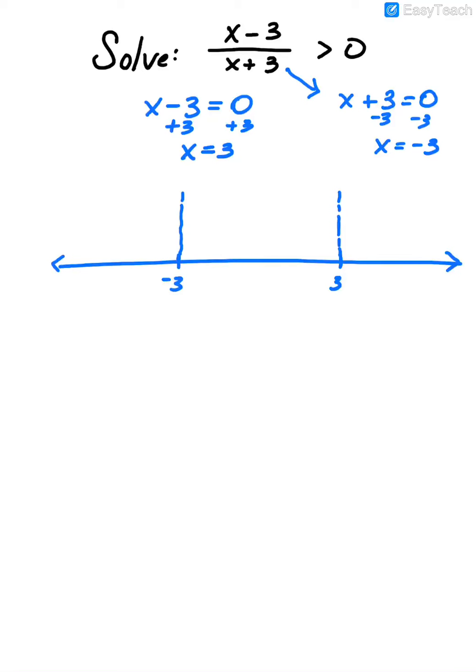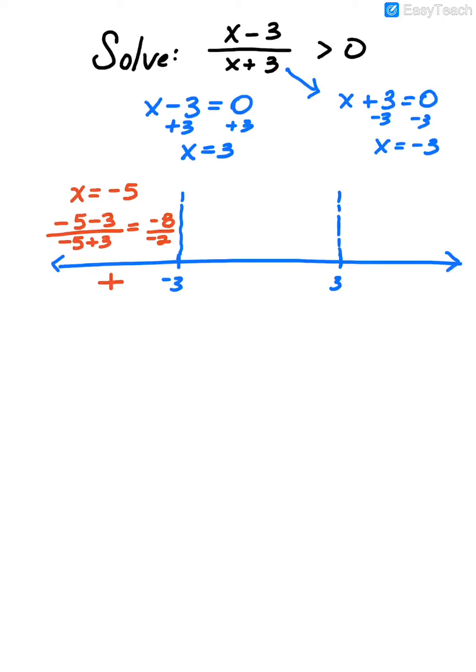Now, I'm going to simply use test points. If I choose something smaller than -3, such as -5, I'm going to plug that into my original inequality. So -5 minus 3, and then on bottom, -5 plus 3. In this case, we get -8 divided by -2. But overall, that ends up being a positive number. And that's what we're interested in, not the value, just the fact that it's positive.